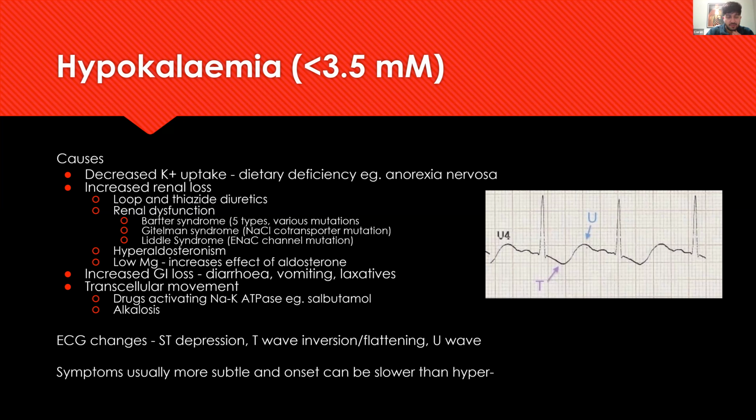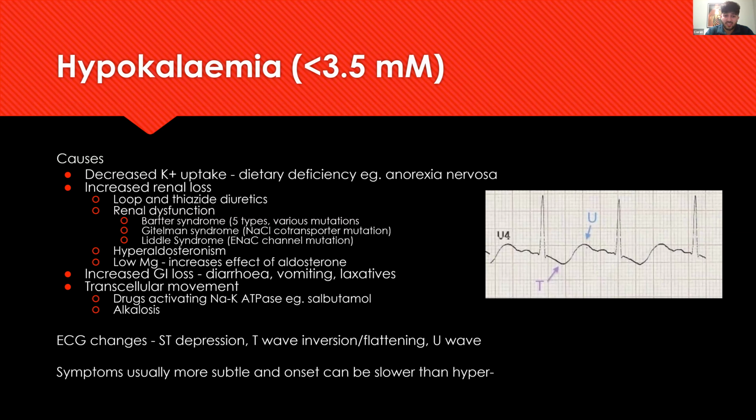Hyperaldosteronism can similarly be associated with hypokalemia, resulting in stimulation of the ENaC and the sodium potassium ATPase, and lots of loss of potassium across the apical membrane, or equally a low magnesium, which can increase the effects of aldosterone. You can also have increased GI loss of potassium, particularly through diarrhea, but also vomiting and laxatives, and increased transcellular movement. So anything drug-wise that can activate sodium potassium ATPase, for example salbutamol, which is taken by asthmatics, and then alkalosis.